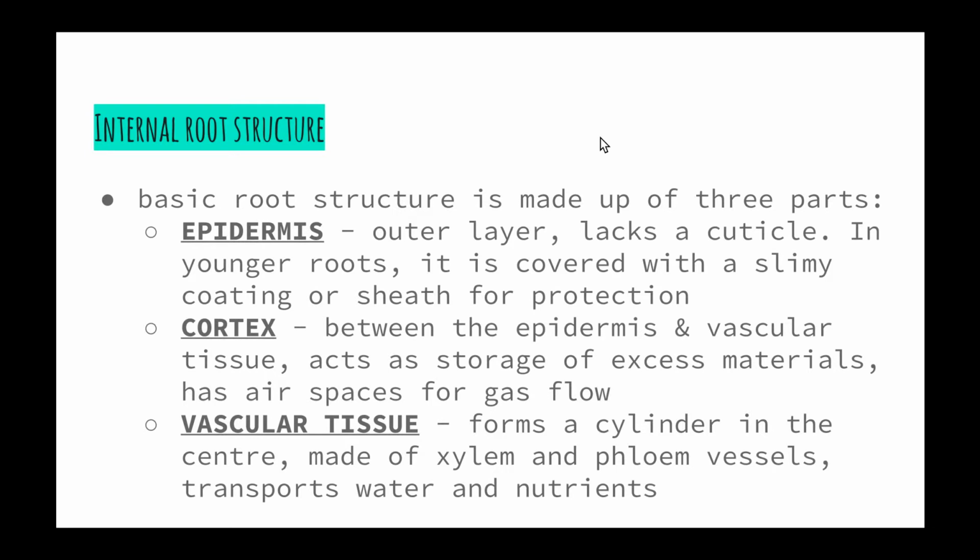The cortex is found between the epidermis and the vascular tissue, which is made up of the xylem and the phloem vessels, which we'll look at later, and acts as a storage of excess materials and has air spaces to allow for the flow of gases such as oxygen and carbon dioxide. Then we have the vascular tissue, which forms a cylinder in the center, which, as I said, is made of xylem and phloem vessels, and their job is to transport water or nutrients, depending on which vessel we're looking at in particular.